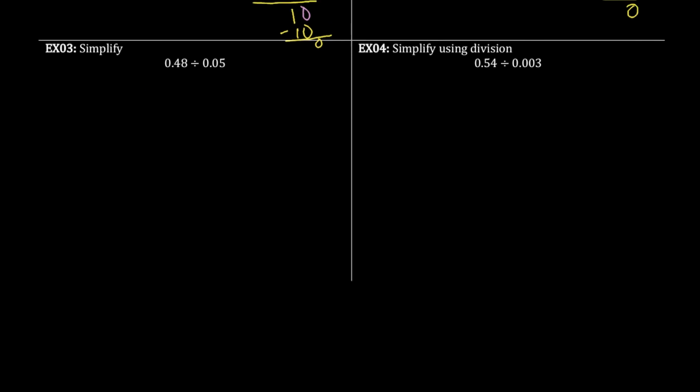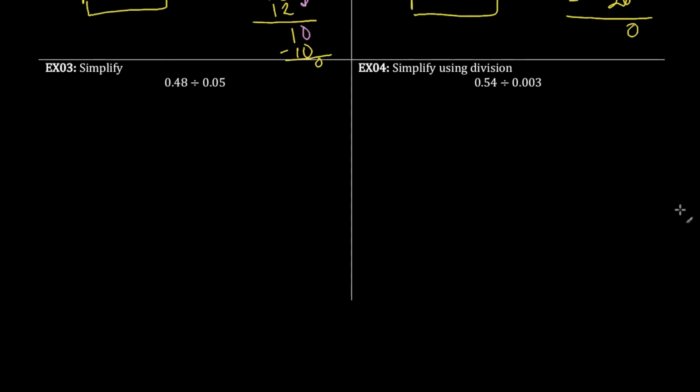Okay, we have 2 more problems. So in this one, it's 0 and 48 hundredths divided by 5 hundredths. Remember that the dividend goes in the house. 0 and 48 hundredths is our dividend. We're going to divide it by 0 and 5 hundredths. In this case, we can't just move the decimal over one time, because then it would be 0 and 5 tenths. We have to move it over twice so that it becomes 5. So let's move this one over twice also.